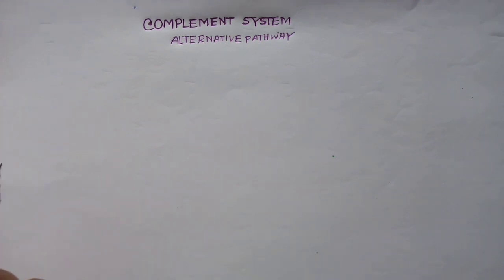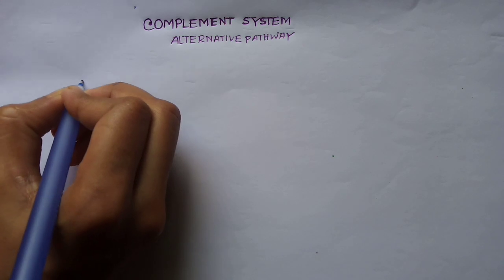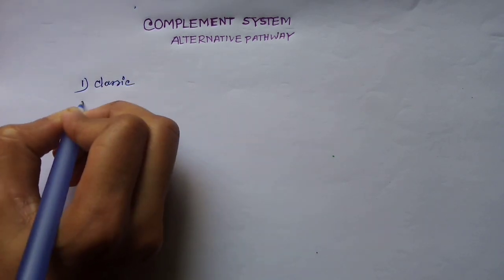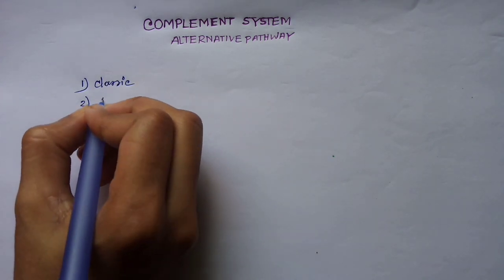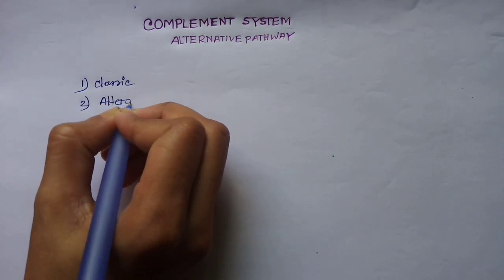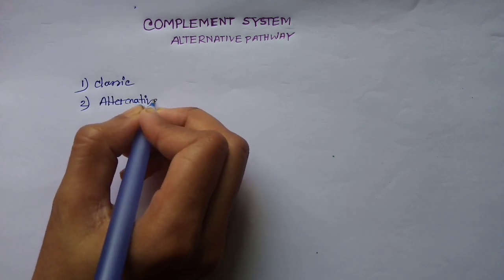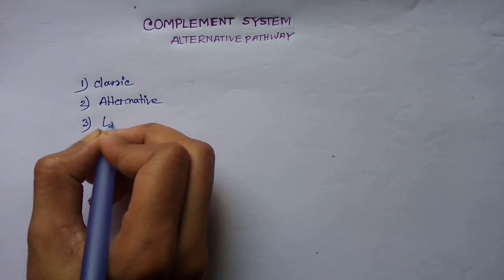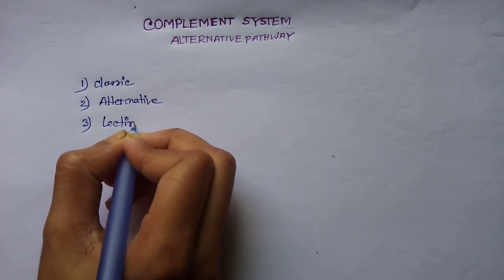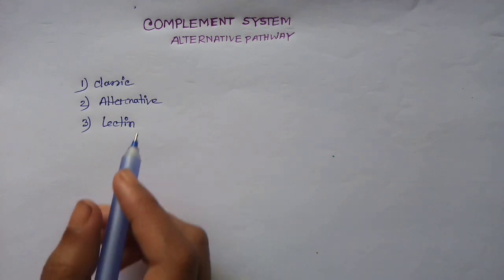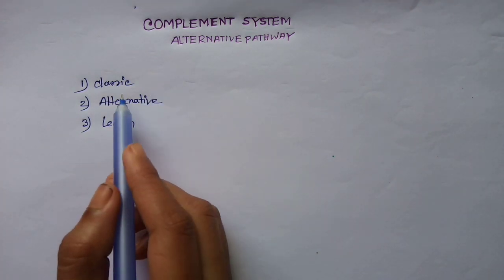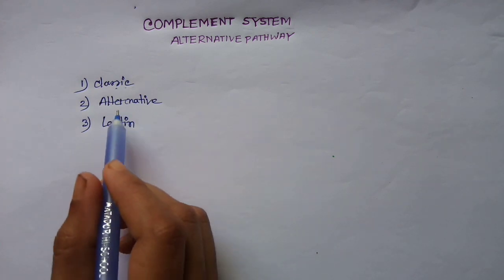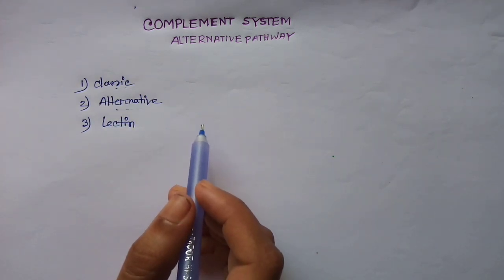There are three pathways of complement system activation. One is the classic pathway, two is the alternative pathway, and the third is the lectin pathway. In the previous video I discussed the classic pathway, and in this video I'll talk about the alternative pathway of complement system activation.